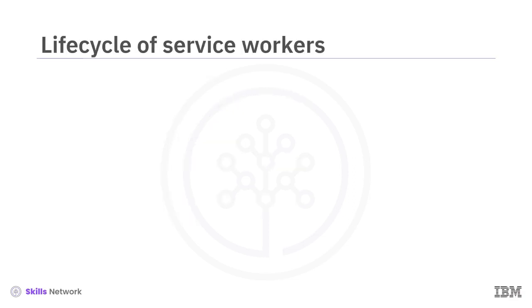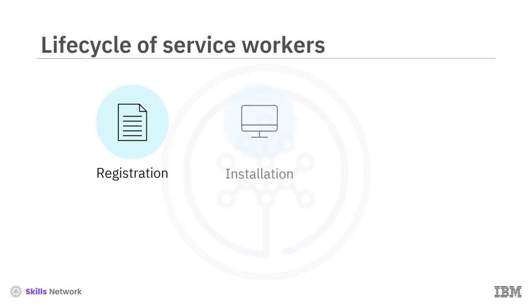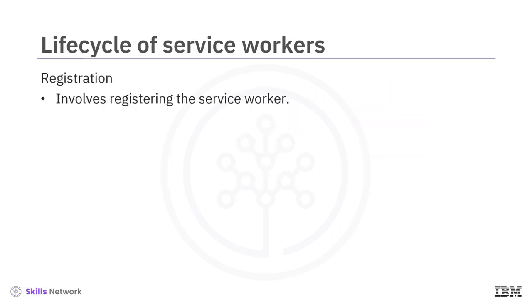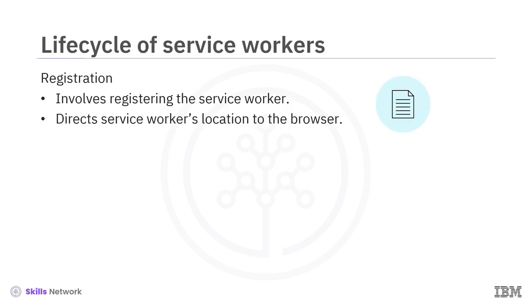Let's understand the life cycle of a service worker now. The life cycle of a service worker consists of 3 steps. These are registration, installation, and activation. The first step involves registering the service worker. Without registration, the browser will not know where your service worker is, making background installation of the service worker impossible.